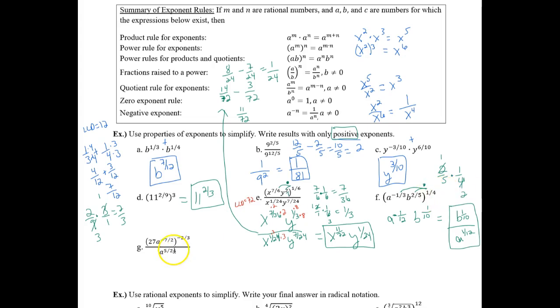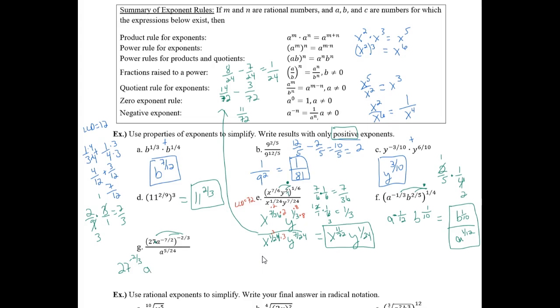Alright, one more. This one looks tough, but we're going to take it one step at a time. So I'm going to go ahead and start by distributing that negative exponent in. Everything has to get it, including the 27. Every factor has to get it. 27 to the negative 2/3. I'm going to leave that alone for a minute.